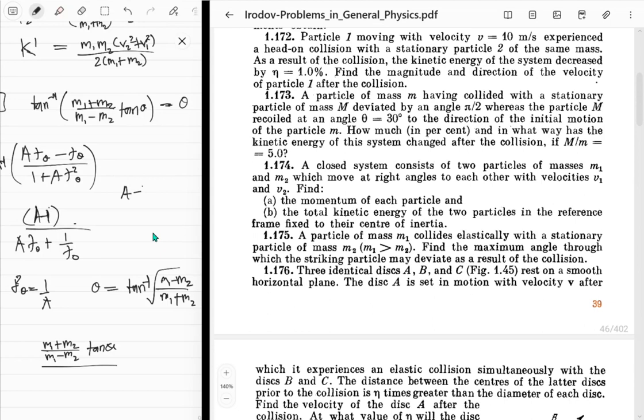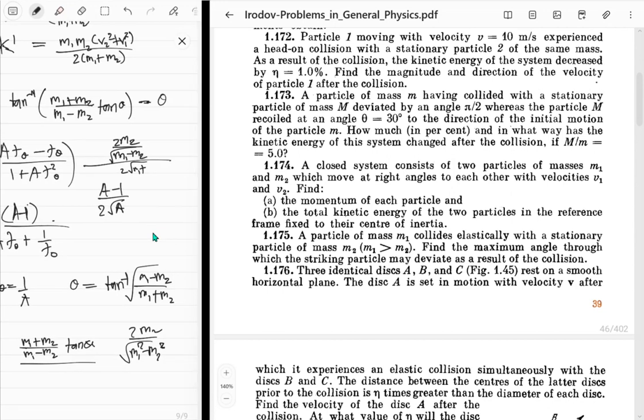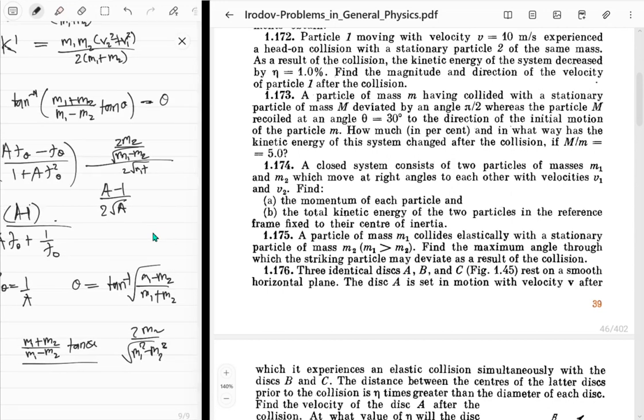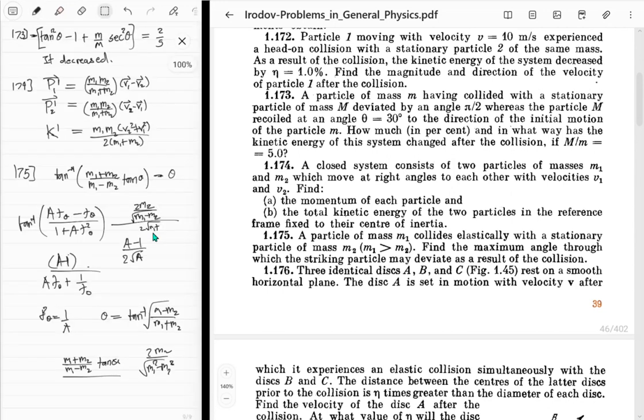And this will be what? So this minus 1, it's going to be 2m2 upon m1 plus m1 minus m2 actually. And upon 2 square root of this guy, oh, that just puts the square root right there. It's going to be 2 square root of m1 plus m2 then. Oh, you could write it as 2m2 upon square root of m1 squared minus m2 squared. That will be the deflection. I mean, the tan of that deflection. So tan inverse of this guy is what we're looking for.